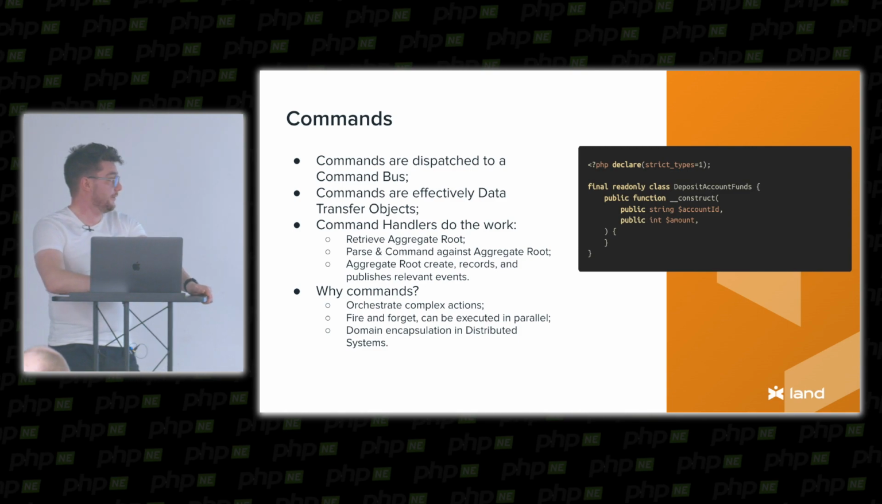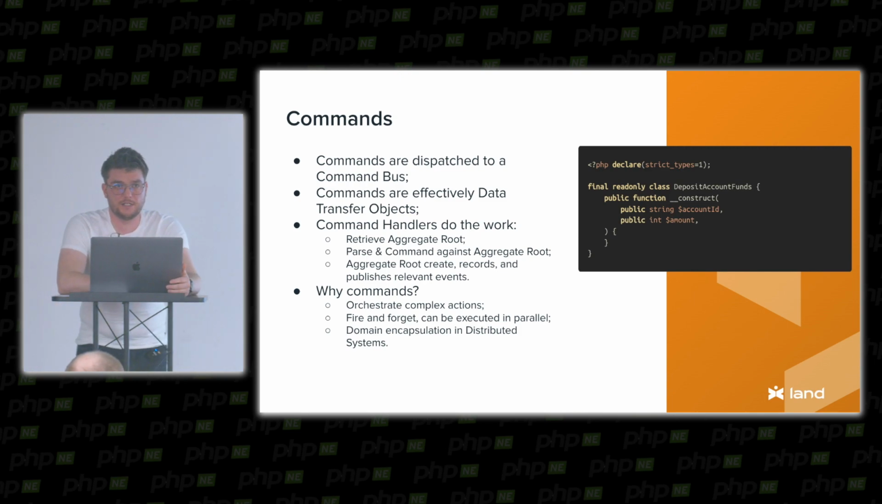Commands are, again, basically just DTOs. So you've got read-only classes here. Once you build a command, you don't tend to change it after that. It's a command that gets issued, and that's all it is. It gets dispatched to a bus, and the bus then matches it to a handler, and the handler does the actual work. What the handler would typically do, and it depends on your use case really, is retrieve the aggregate root, parse the command, and then play the command against the aggregate root.